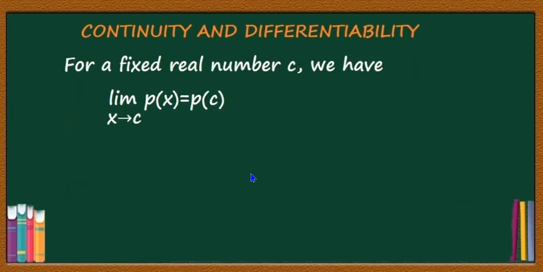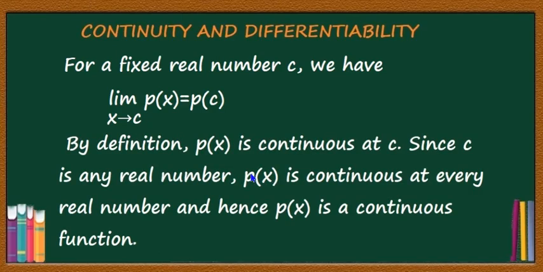And for a fixed real number c, we have limit x tending to c of p of x is equal to p of c. This you already studied in limit: the limit of the polynomial is equal to the value of the polynomial. Therefore, the polynomial function is continuous at x equal to c, and c is any real number, so p of x is continuous at every real number, and hence p of x is a continuous function. That is, polynomial function is a continuous function, and you remember this result.